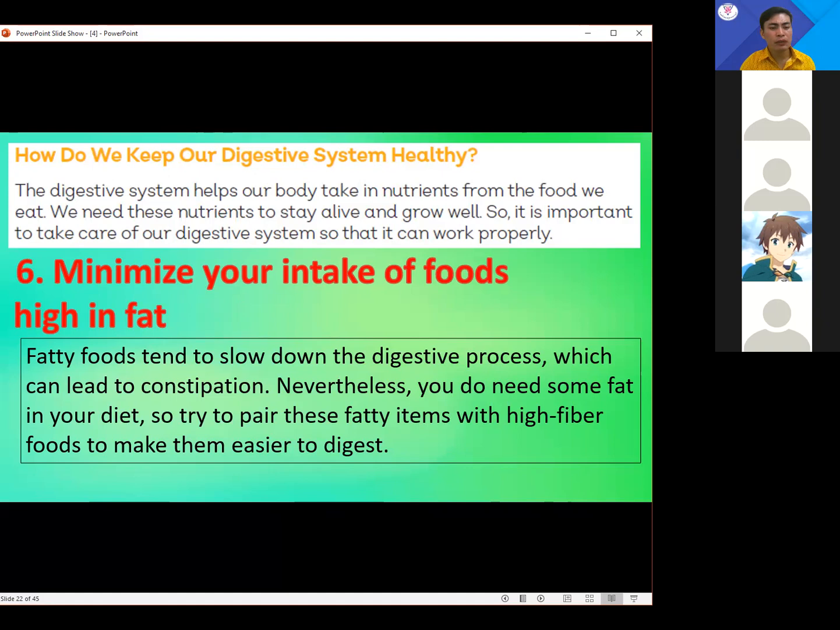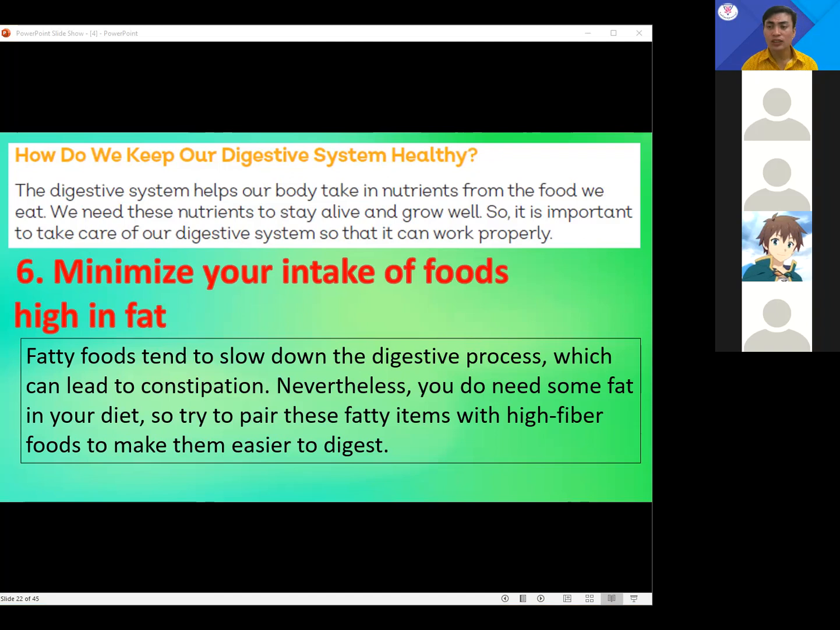Okay. Fatty foods tend to slow down the digestive process. Okay, so the process in our digestive system will become very slow if we eat fatty foods, and it can lead to constipation. Okay, it will lead to constipation. But we also need fats in our body, right? We studied that one in our first lesson. We also need fats in our body. But we should try to pair these fatty items with high fiber foods to make them easier to digest.